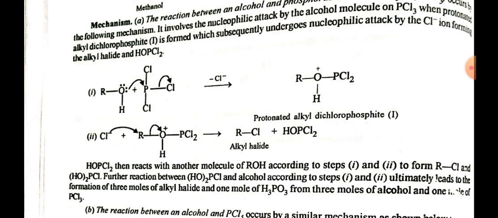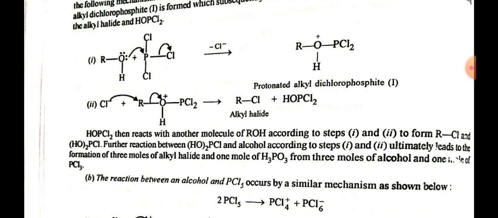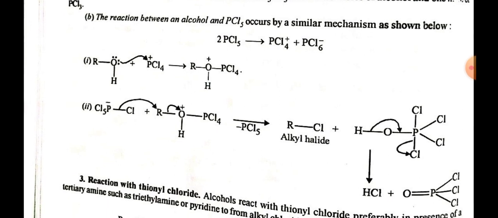The reaction between an alcohol and PCl5 occurs by a similar mechanism as shown below. PCl5 gives PCl4 plus and PCl6 negative. PCl6 negative reacts with the protonated alcohol RO+H PCl4. It gives PCl5 and alkyl halide.